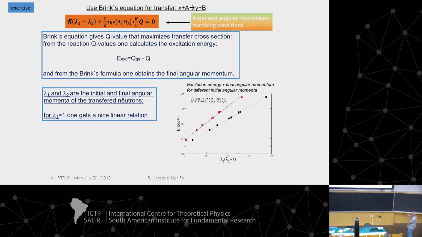So using the Brink formula, you can make an exercise here. I say an exercise because we just applied the formula to obtain the angular momentum. You see that in order to be a transfer, it's necessary that the angular momentum of the final states also increases as the energy increases. And the relation is like a quantum rotating system.